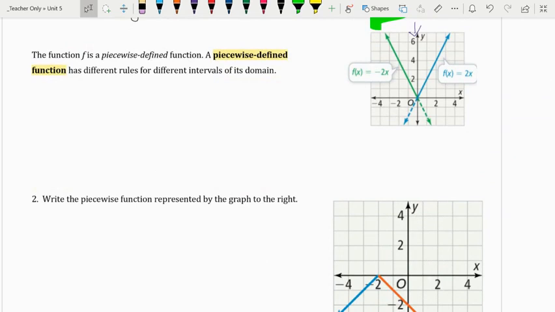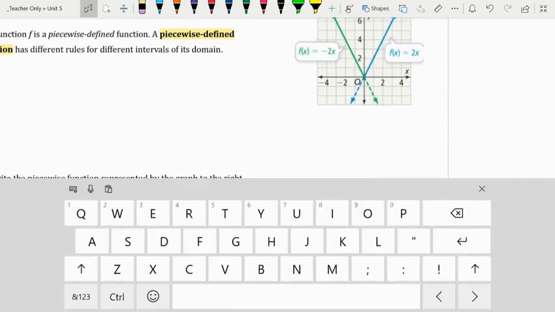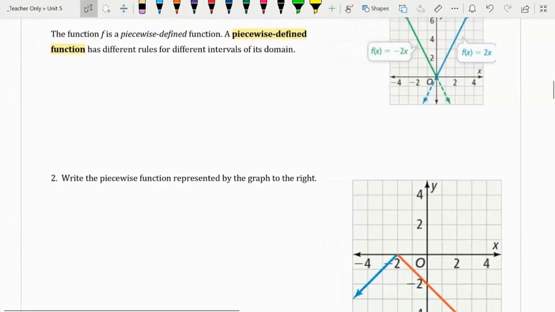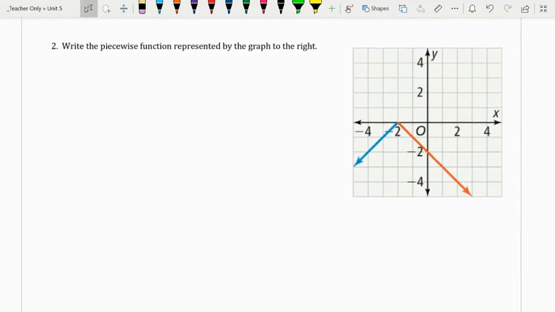So if we look at this one, this is just a different example of it, okay? Well, it's the example, but just shown to you with colors. Oops, sorry. Let's look at number 2. We want to write the piecewise function represented from the graph to the right. Now most of you are probably going to want to do an absolute value graph, which is fine, but we just want to show that this is actually a piecewise.